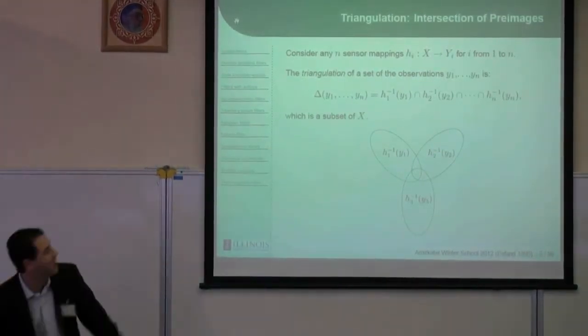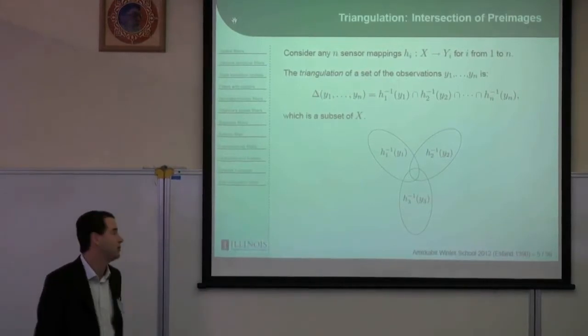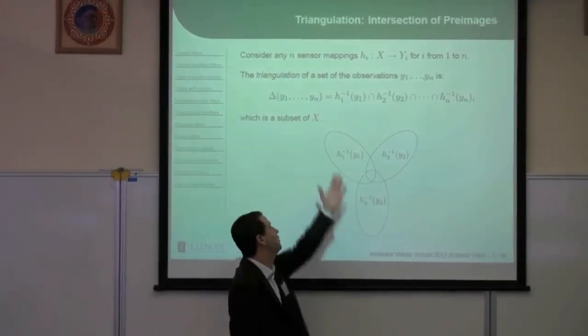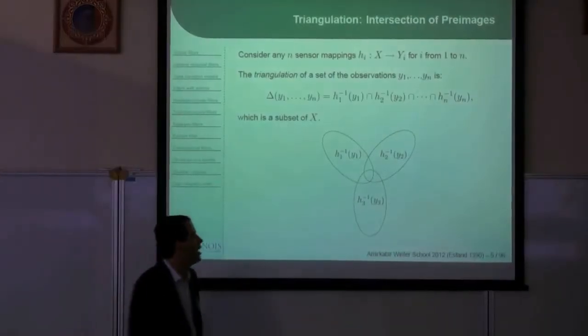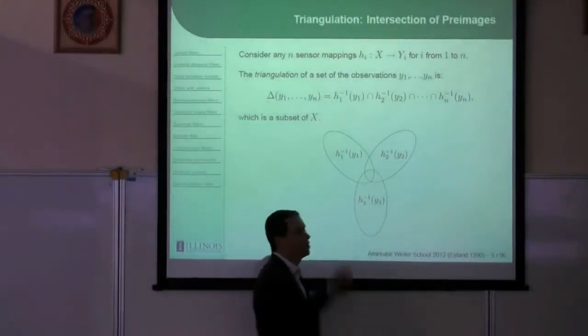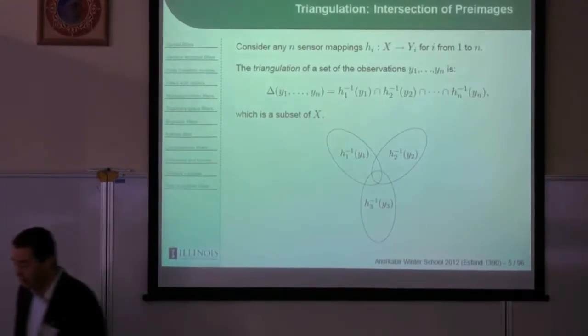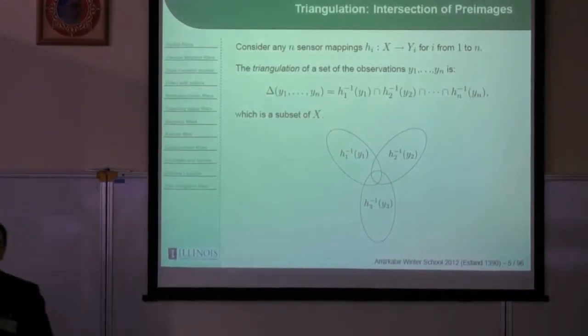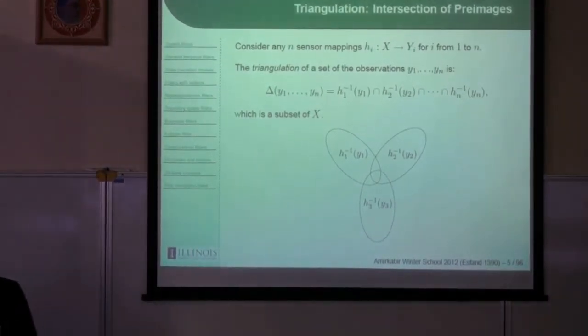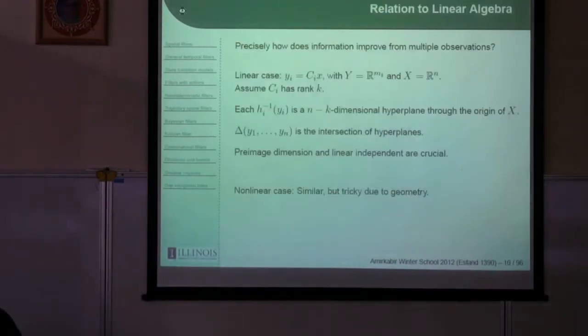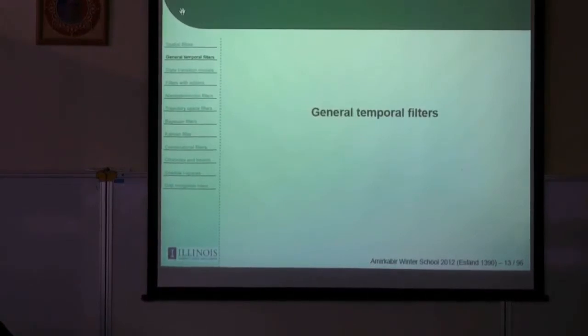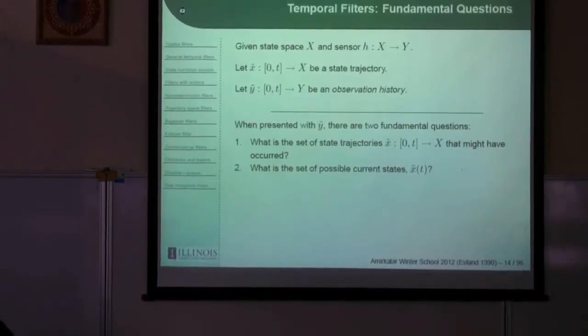Although you may remember this idea of triangulation, that was very important. Let me just say that a little bit. Remember that when we have a bunch of sensors producing observations all at the same time, then we just look at the intersection of the pre-images to obtain a filter, a spatial filter, or a triangulation method. I gave some examples of that, and we talked about disturbances and other things, and we went into temporal filters.